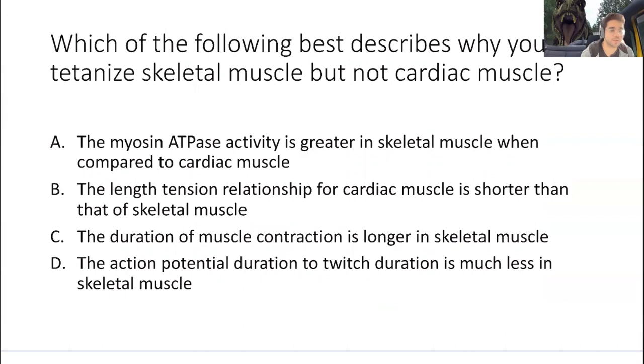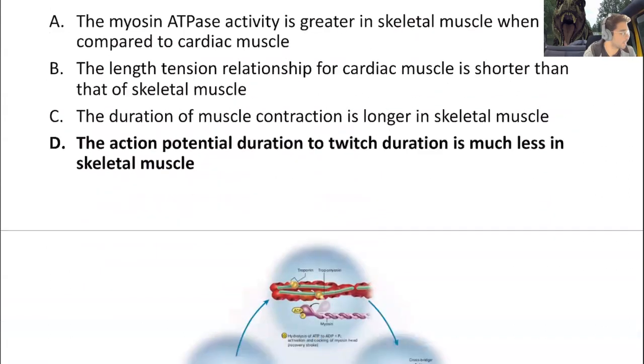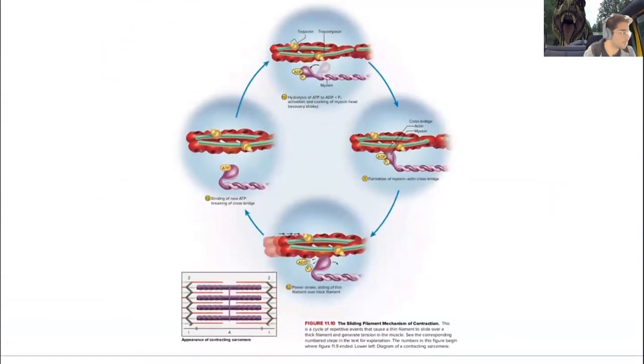Yes, the action potential duration to the twitch duration is much less in the skeletal muscle. That's why you really don't get cramps in your cardiac muscles. Like there's no cramping of your cardiac muscles. You can get avascular events, you can get strokes, sorry, not strokes. You can get MIs. A whole bunch of other things, but you don't get cramping of your cardiac muscles. It's due to the fact that the action potential duration to the twitch duration is much less in skeletal muscles. Let's look at what is happening generally.